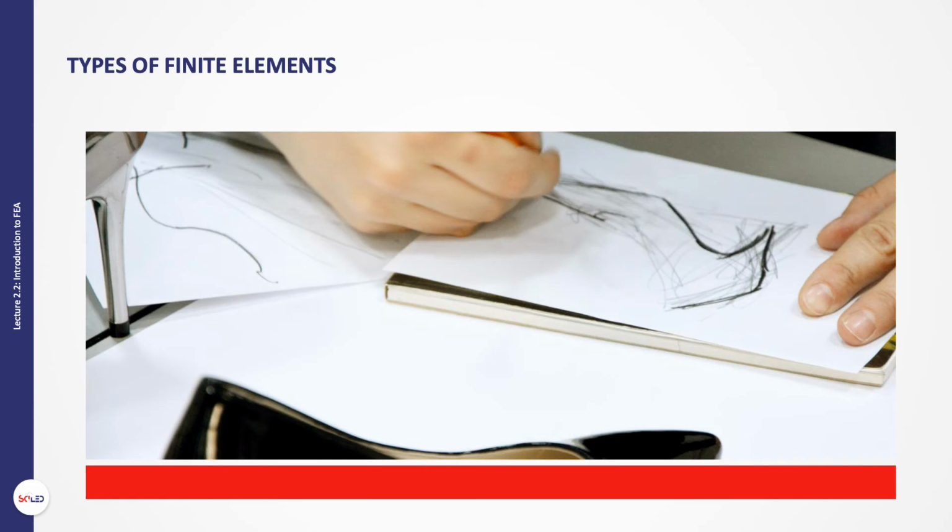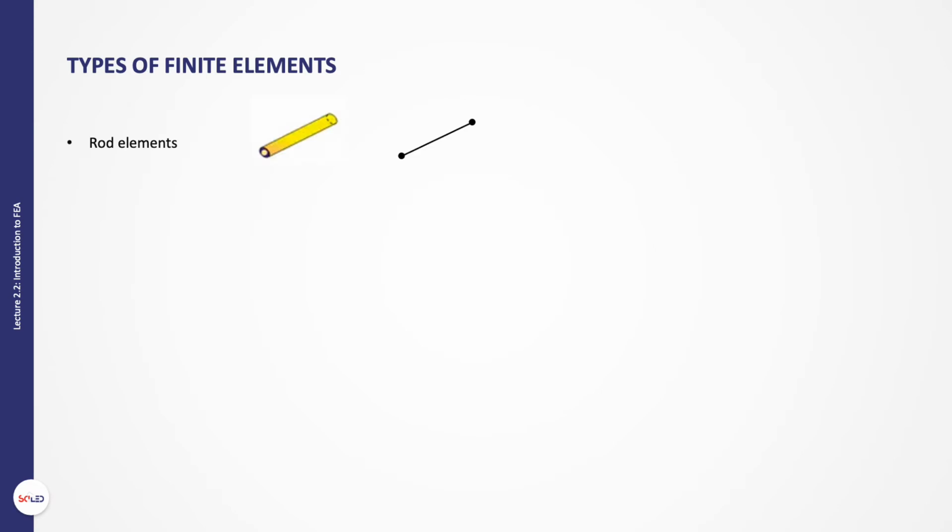Types of finite elements. Rod elements. We use this element when modeling a mesh or grid where its elements transfer only axial forces. The element is linear and has 2 nodes. Beam elements. We use this element like a rod, but when we have a bending problem. The element is linear and has 2 nodes.